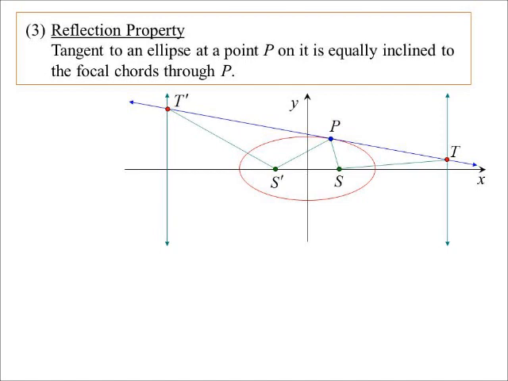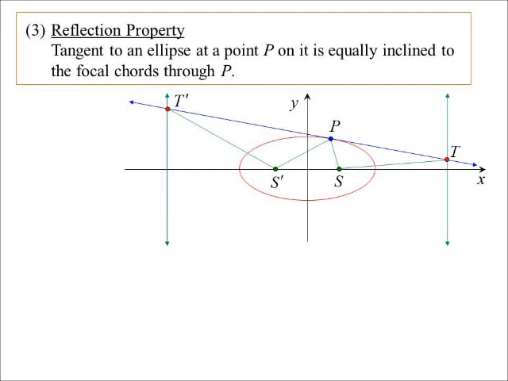The reflection property, you might remember the reflection property for the parabola. There is also a reflection property for an ellipse, there's a reflection property for a hyperbola. So we're going to look at the ellipse one. The tangent to an ellipse at a point P is equally inclined to the focal chords through P.